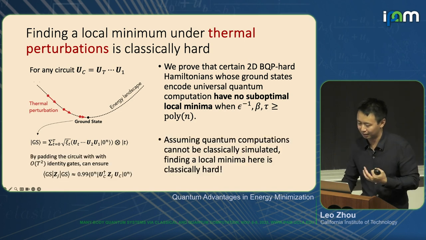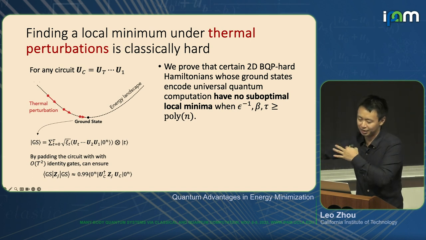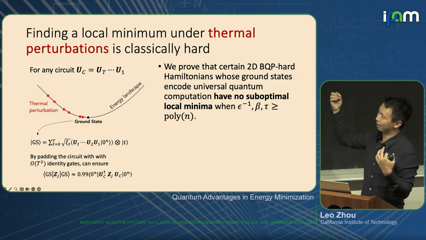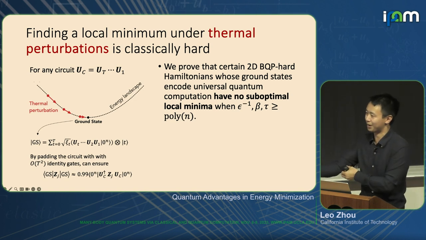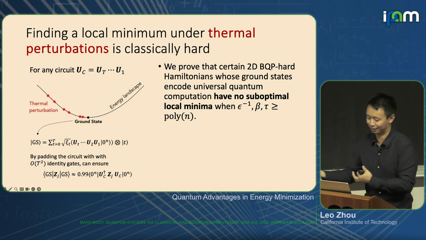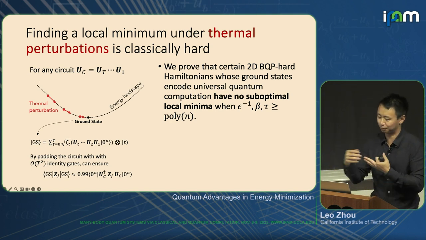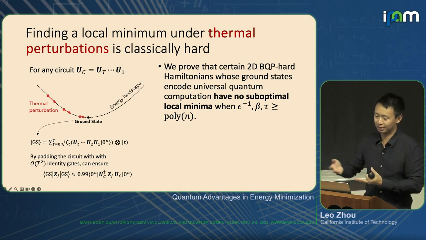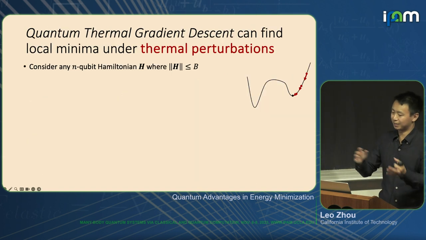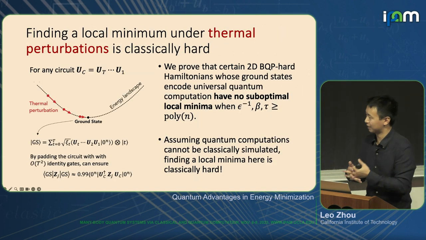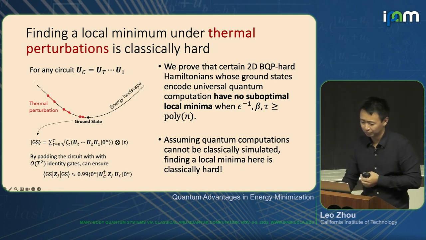Because of that, if you apply some kind of gradient descent in the quantum setting, you can always cool to the ground state: you're guaranteed to find a local minimum, and any local minimum has to be the ground state. And because estimating a local observable in this ground state is BQP-hard, since it corresponds to estimating output observables of the quantum circuit, finding a local minimum here is classically hard, assuming quantum computers cannot be classically simulated.